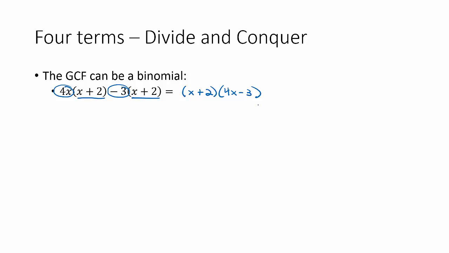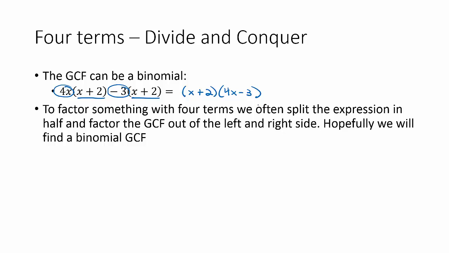This is the idea that drives the four-term divide and conquer, or factor by grouping, method. When we factor something with four terms, we will often split the expression in half and factor the GCF out of the left and right side. When we do this, hopefully we will find a binomial GCF that they both share.